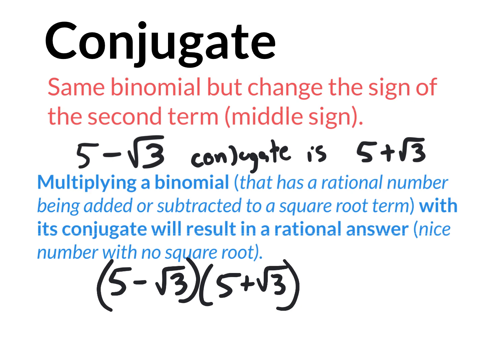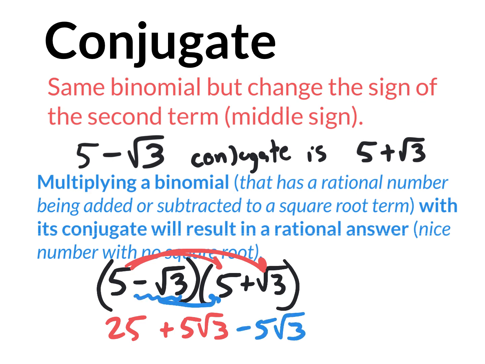Watch this. 5 times 5, 25. 5 times square root of 3 is positive 5 square root of 3. But then, a minus square root of 3 times 5, that's a minus 5 square root of 3. And a minus square root of 3 times a positive square root of 3, that's a minus square root of 9. Yay?